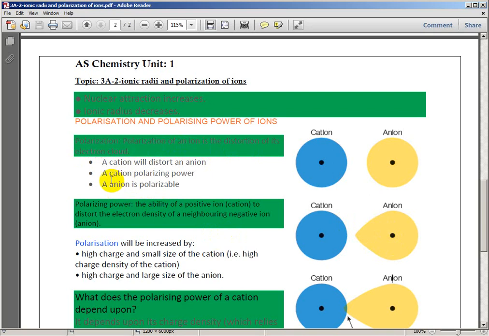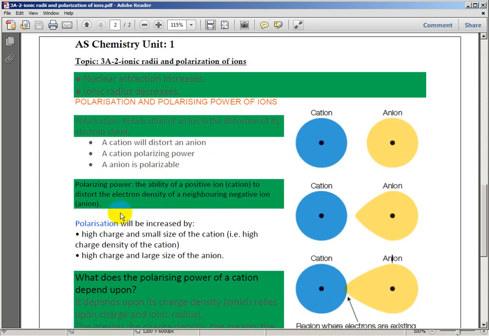So who will polarize? A cation will distort an anion. The cation has polarizing power. Which one is polarizable? The anion is polarizable. Which ion will distort an ion? A cation will distort an anion. So polarizing power belongs to positive ions, the cations.